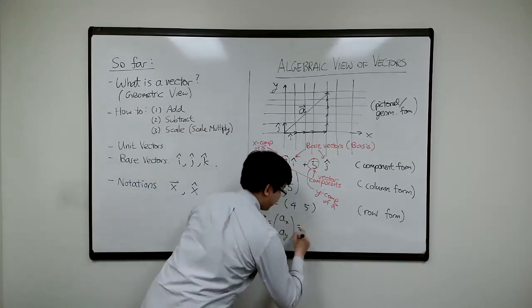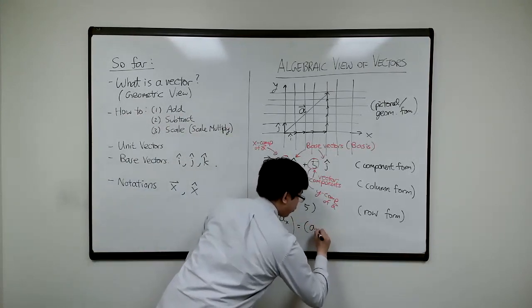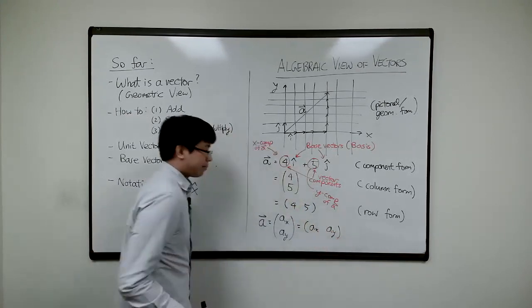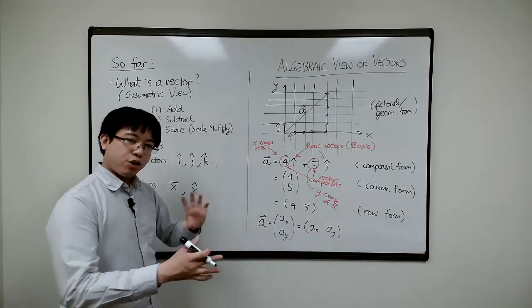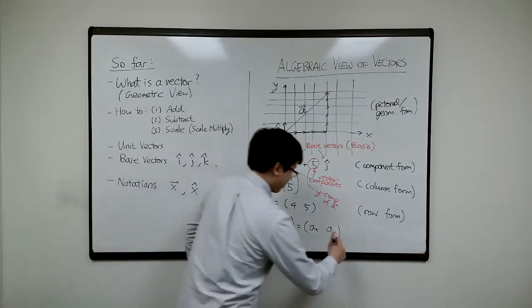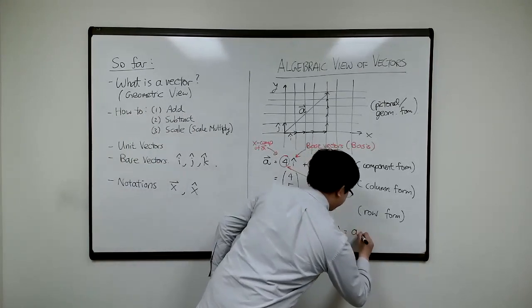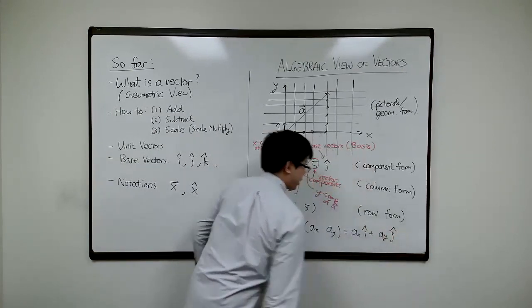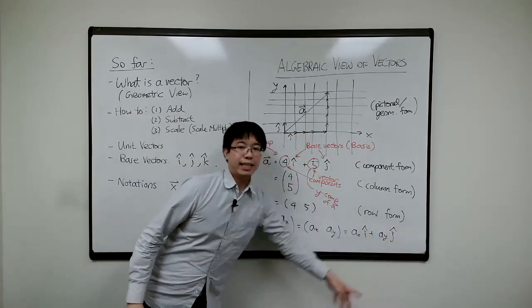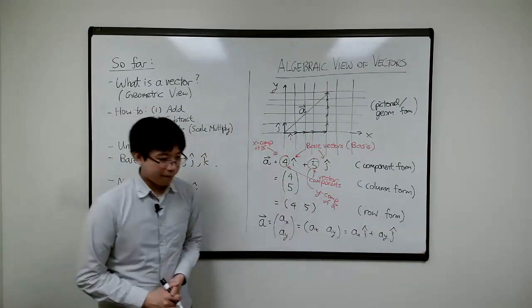You can write that in column form. You can write that in row form. Sometimes people will put a comma. I don't want to do that because it gets confused with coordinates, but sometimes you'll see that. And there's the component form as well. You can write them explicitly in components like this.